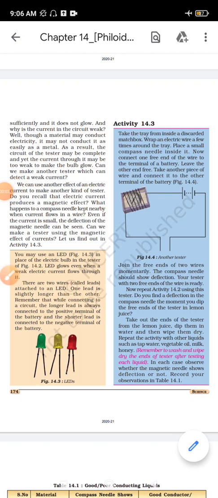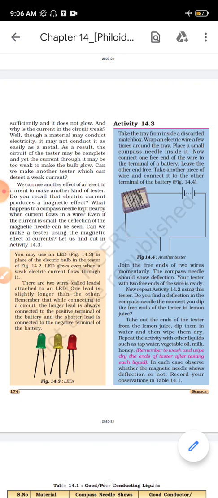Good morning class. In this video we are going to learn about the magnetic effect of electric current. So how can we learn about this? You all must have seen the compass. It has a needle inside it which is made up of magnet.